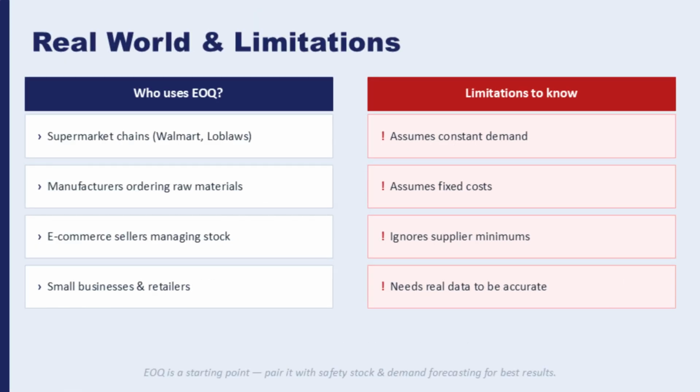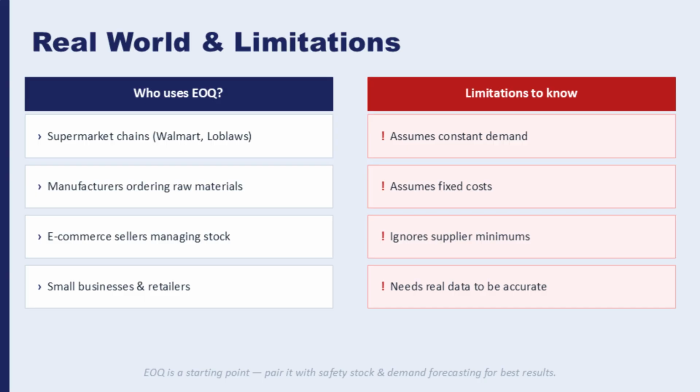Part 4. Why EOQ matters in the real world. Now you might be thinking, does this actually matter? Is this just a textbook concept? Absolutely not. EOQ is used every single day by companies of all sizes. Think about a supermarket chain like Walmart. They carry thousands of products. If they overorder even slightly on each one, the cost of holding that extra inventory adds up to millions of dollars. EOQ helps them stay lean.